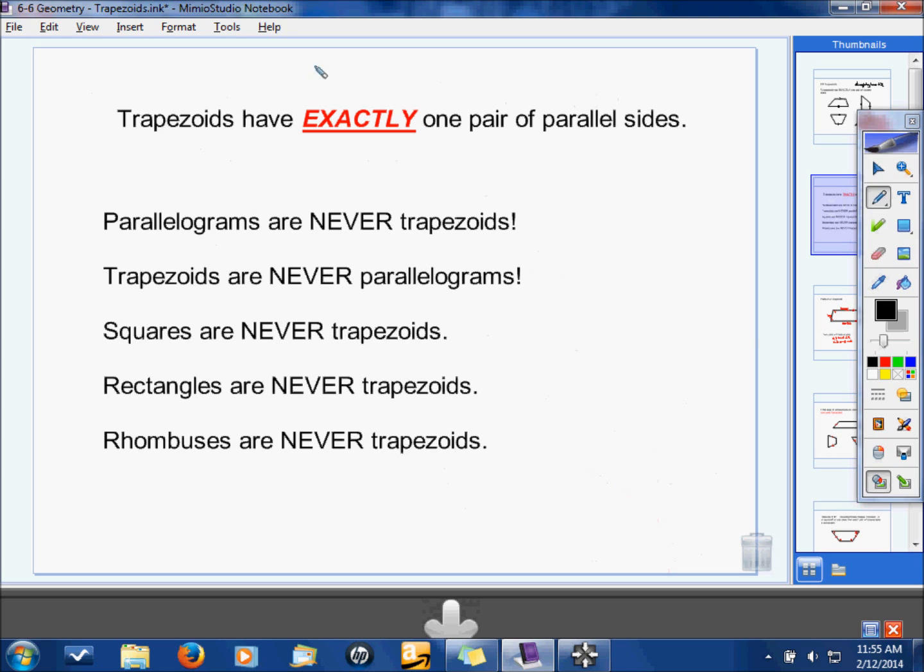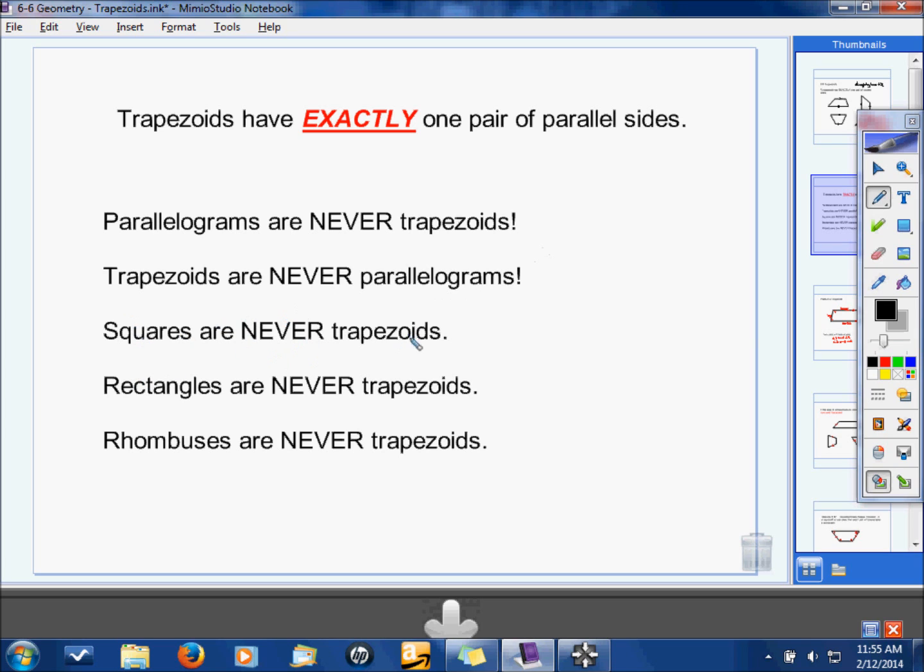Trapezoids, just like I said, have exactly one pair of parallel sides. Parallelograms are never trapezoids. Never trapezoids. Because why? Because they have two pairs of parallel sides. Trapezoids are never parallelograms. Okay? Works both ways.